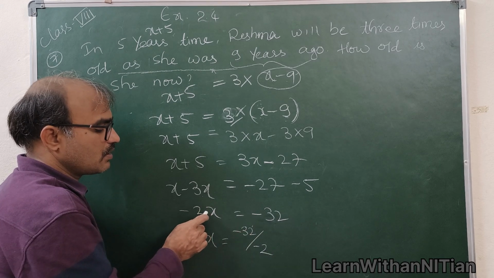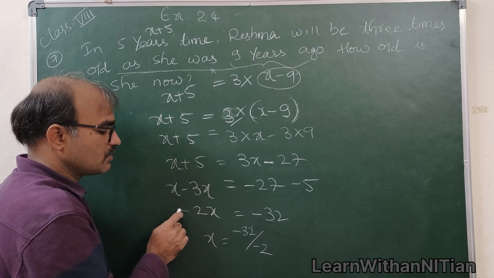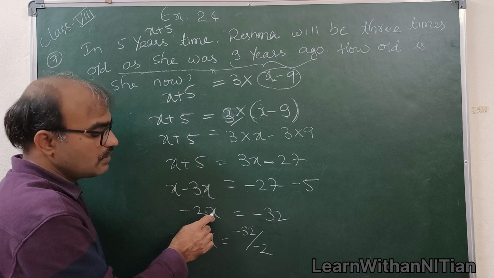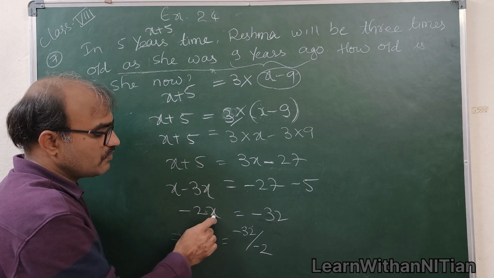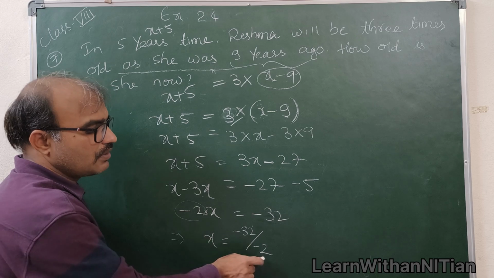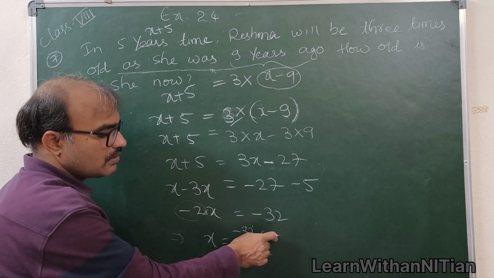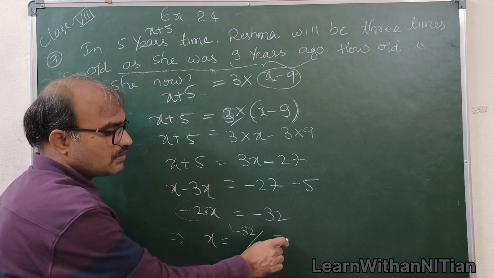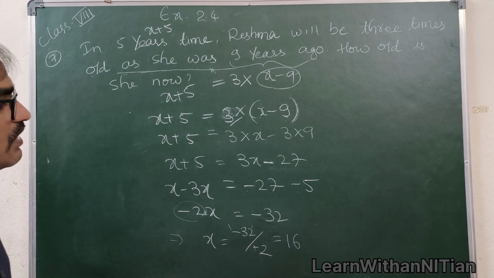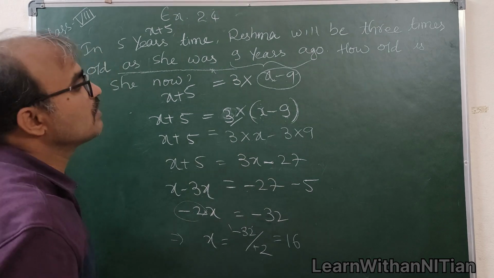So here between 2 and x, this is minus 2 times x. We need the x value, so as this is multiplication, it will become division on the right side. So minus minus gets cancelled. It will be 16. Her present age is 16. After 5 years, her age will be 21.